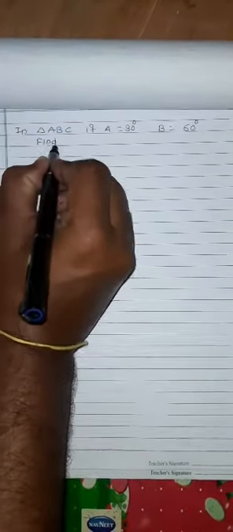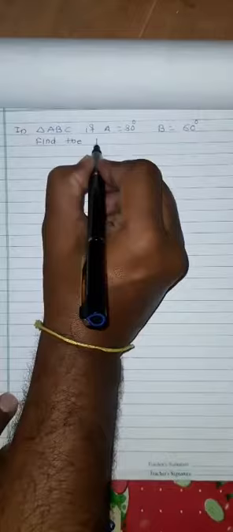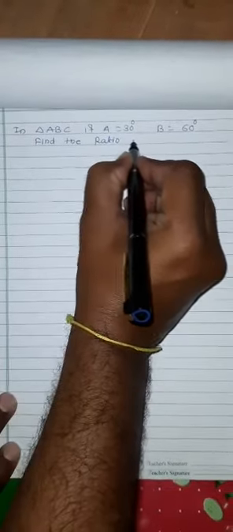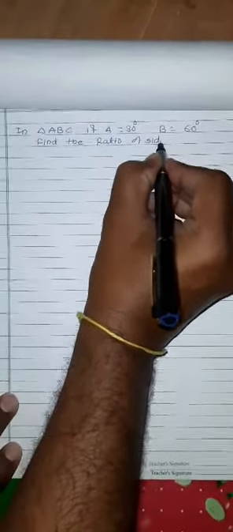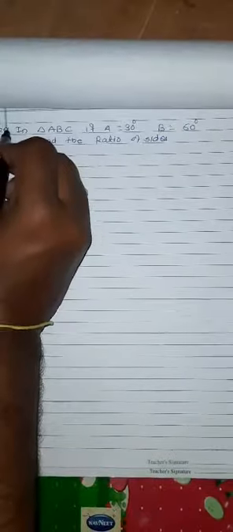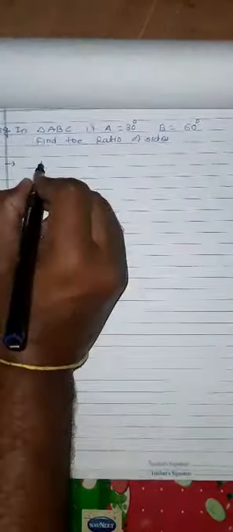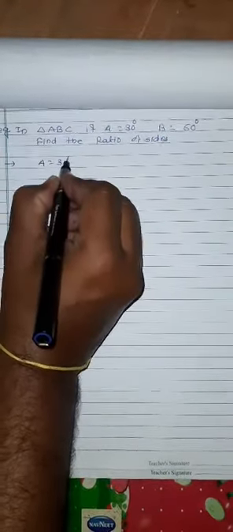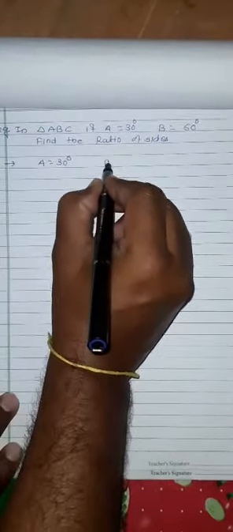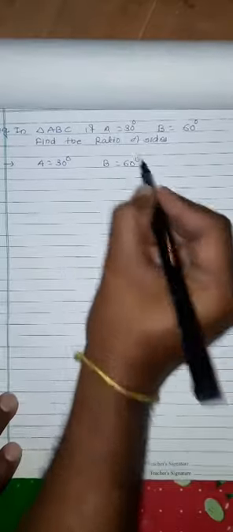Find the ratio of sides. This is the example here. Now, the solution of this. We take A equal to 30 degrees and B equal to 60 degrees here.